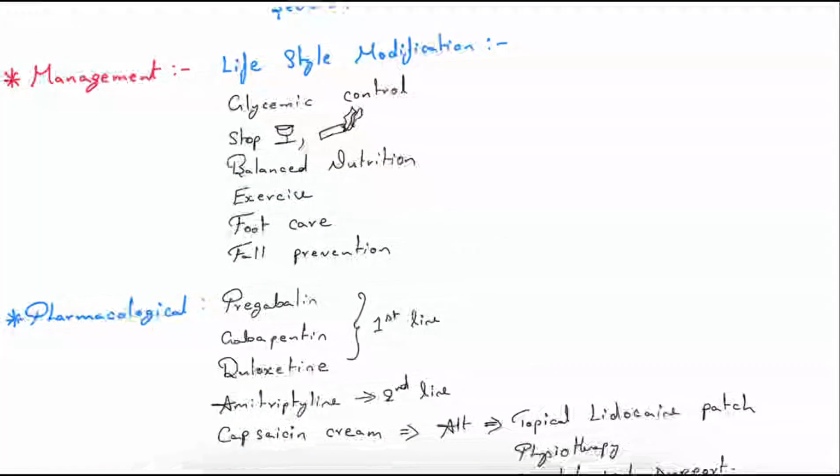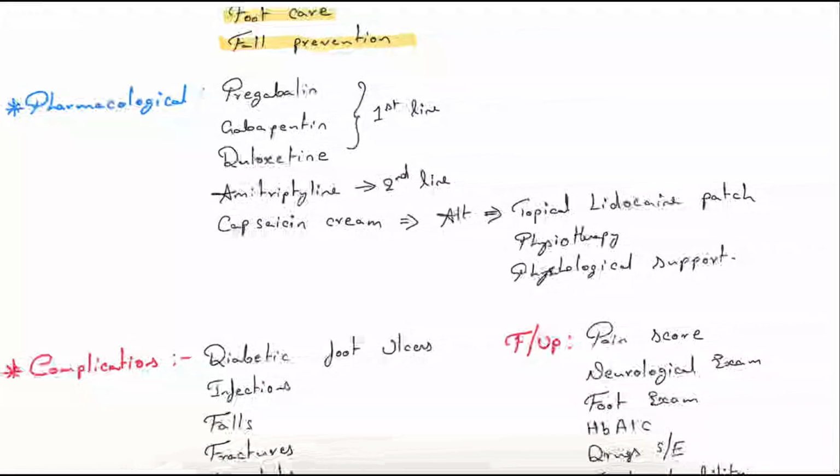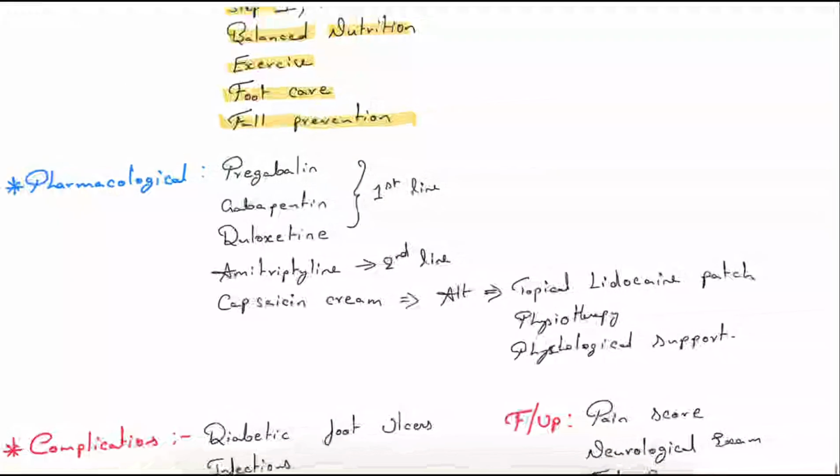Next one, management. The main goal of management is treating the underlying cause, controlling symptoms, preventing complications, and improving quality of life. In general management, first of all we have to do lifestyle modification: glycemic control, stopping alcohol consumption and smoking, and balanced nutrition. Then exercise, foot care, and fall prevention. These are the main non-pharmacological measures we have to counsel the patient about.